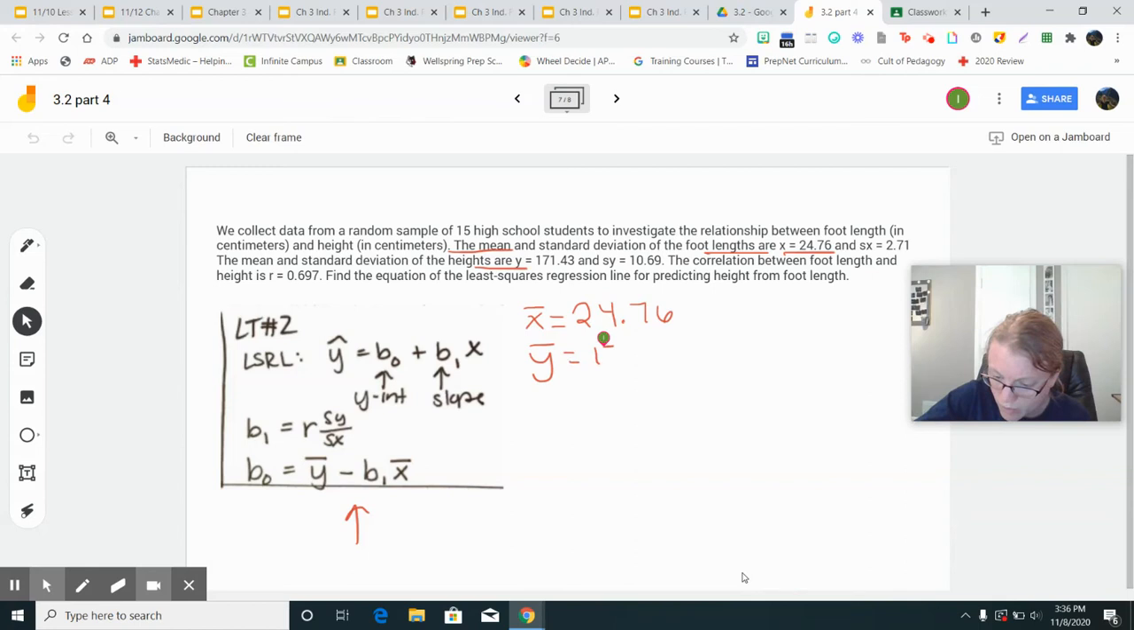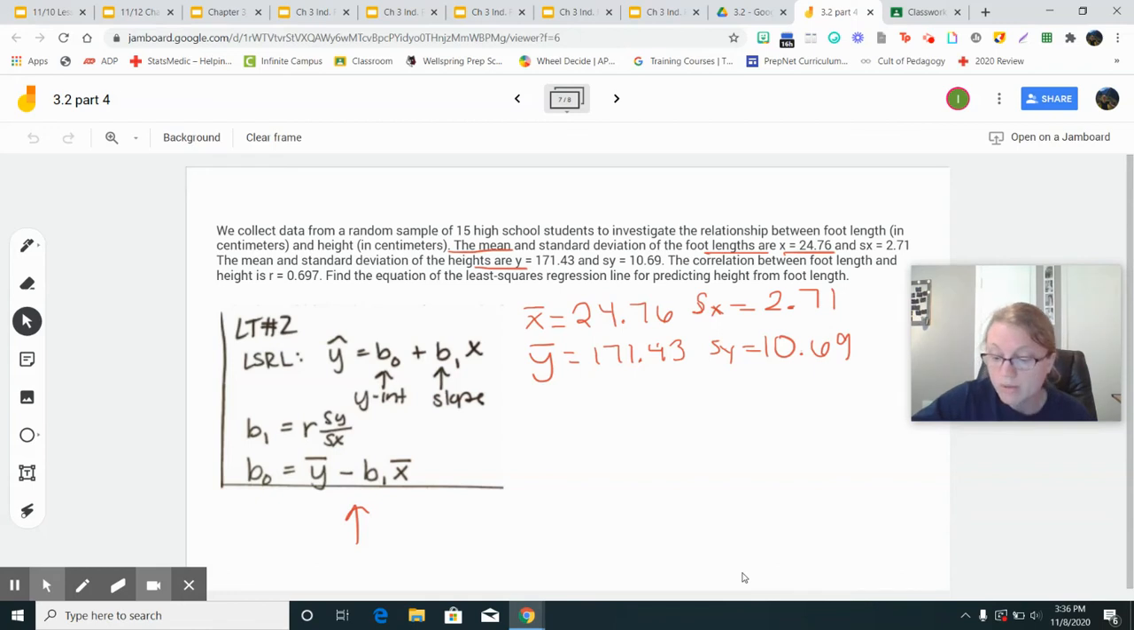And then the mean and standard deviation of the y's, so I'm going to put y with a bar, equals 171.43. And then Sy, or the standard deviation of the y's, is 10.69. And I'll put this up here for consistency's sake. Standard deviation of the x's is 2.71.